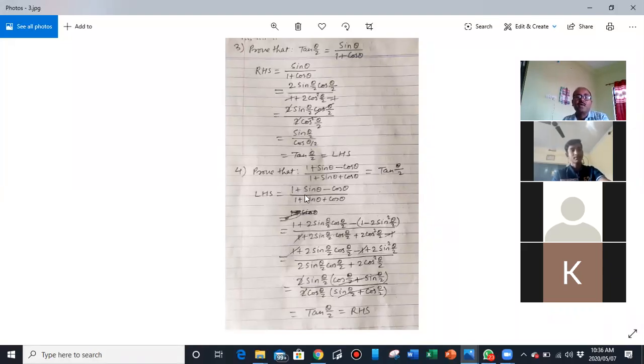1 plus sin theta as 2 sin theta by 2 into cos theta by 2 minus, and cos theta as, in bracket, 1 minus 2 sin square theta by 2. I have chosen this. Denominator: 1 plus sin theta as 2 sin theta by 2 cos theta by 2 plus cos theta as 2 cos square theta by 2 minus 1. So why I have chosen this formula in numerator and this formula in denominator? Because this way 1 will be cancelled both in numerator and denominator.